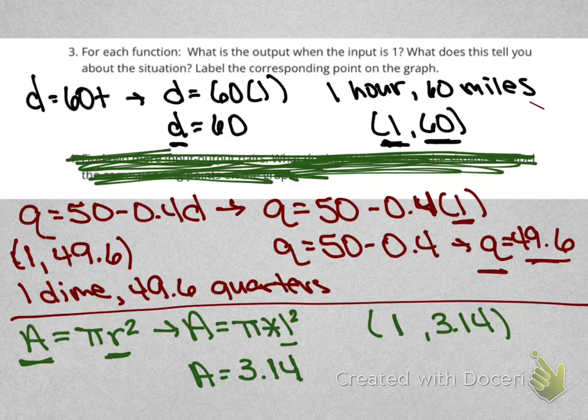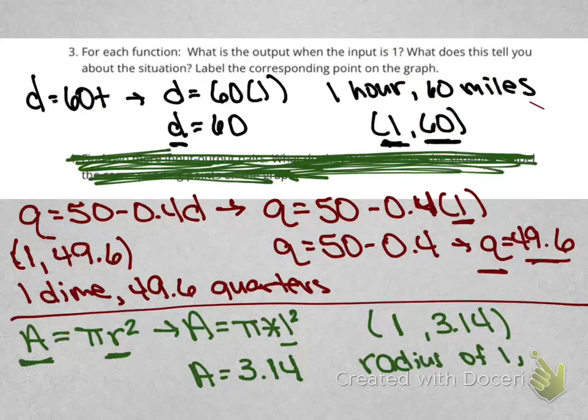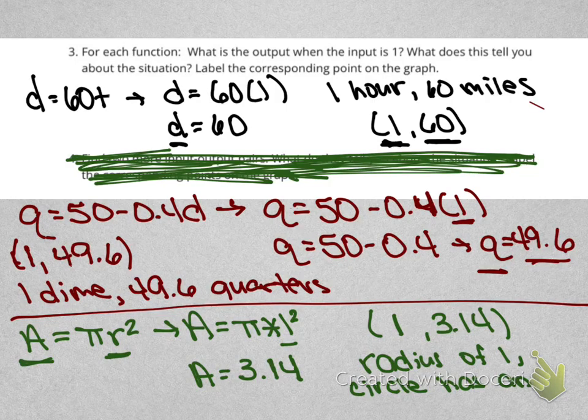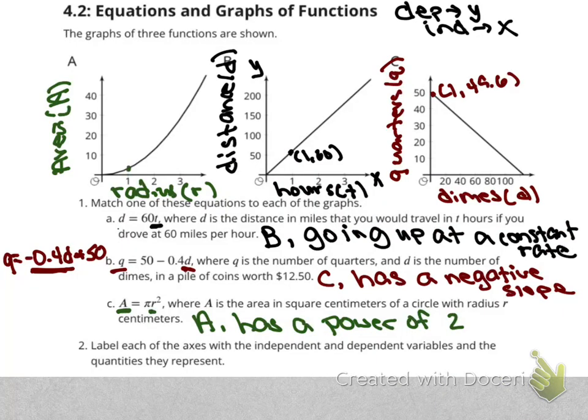So that means for a radius of 1, talking about circles, a circle has an area of 3.14. And we're going to go graph this coordinate. You're going to go to your 1 on that first graph and just plot a point, and that's 1 and 3.14.